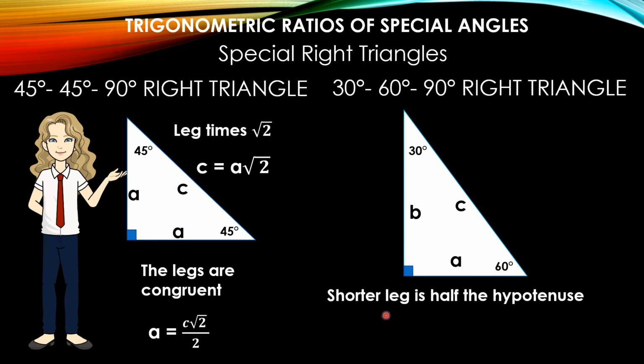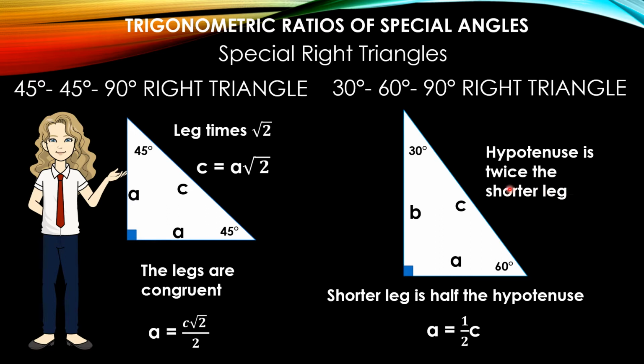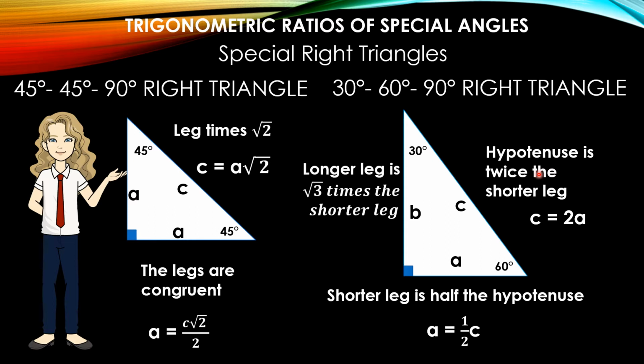How do we get the shorter leg? So the shorter leg is half the hypotenuse. So A is equal to 1/2 of C, or the hypotenuse. Then the hypotenuse is twice the shorter leg. So we have C is equal to 2A. Then the longer leg, how do we get the longer leg? So the longer leg is square root of 3 times the shorter leg. Or our formula is B is equal to A square root of 3. So that's already a recall of our previous topic, right? The 45, 45, 90 degrees and 30, 60, 90 degrees right triangle.